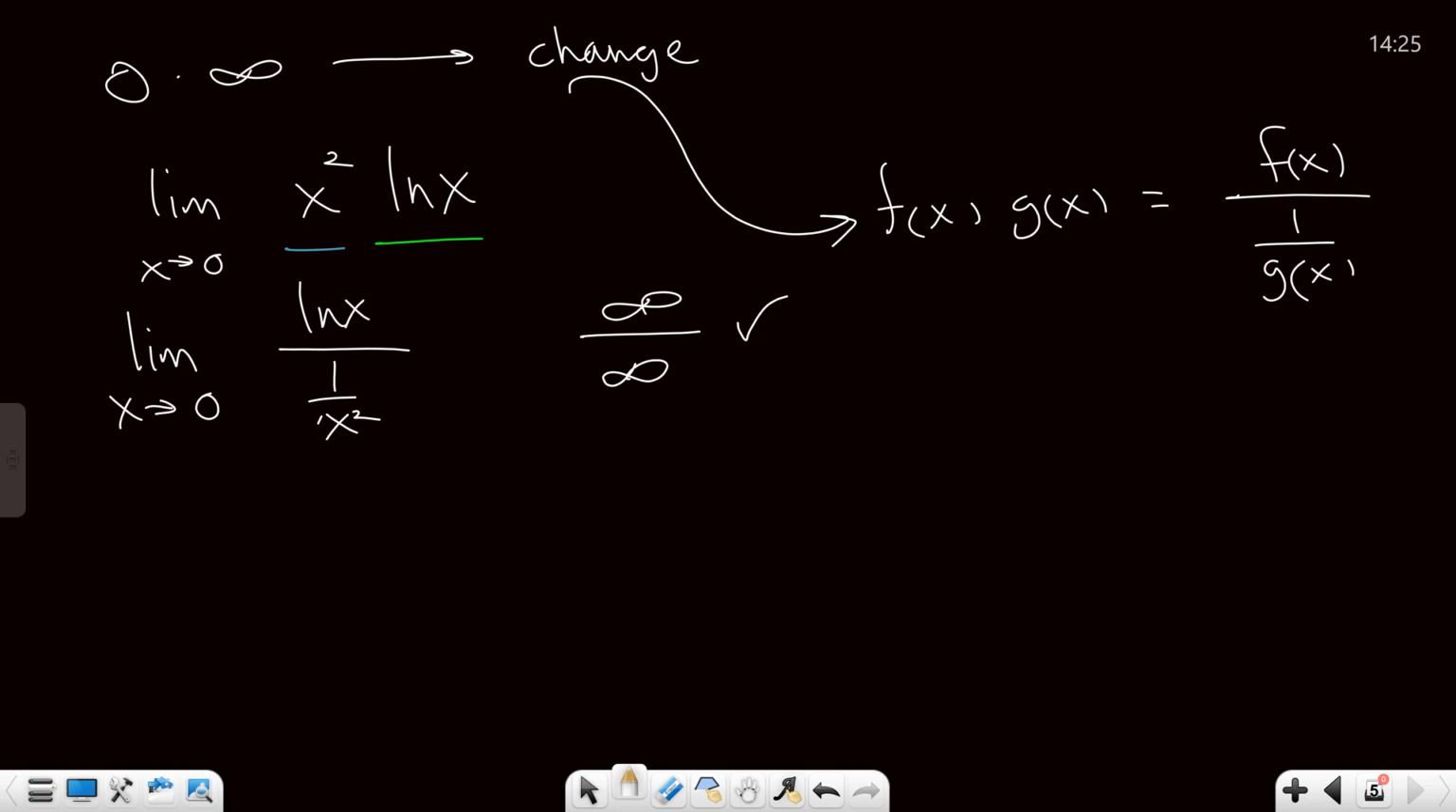There are other indeterminate forms. We're not going to bother with them because they very seldom, if ever, pop up. So we're going to gamble that they don't show up.